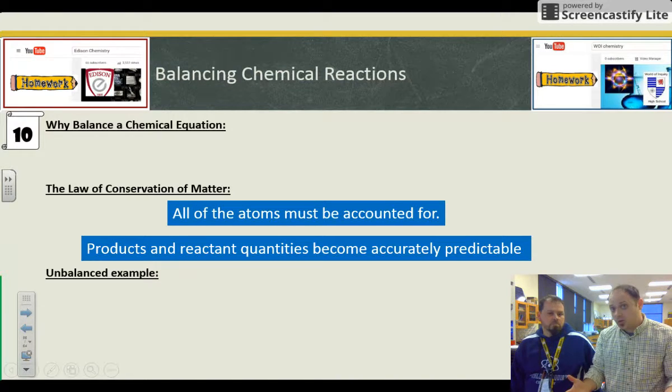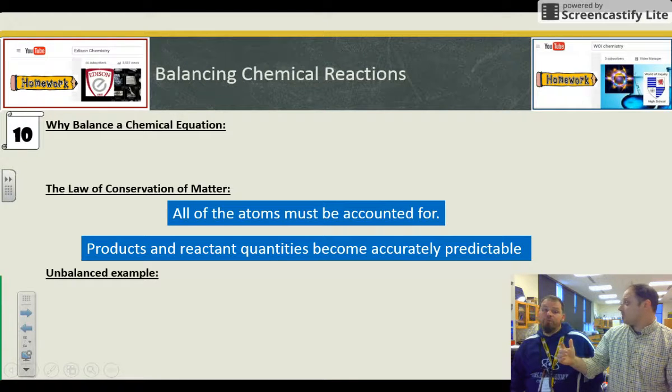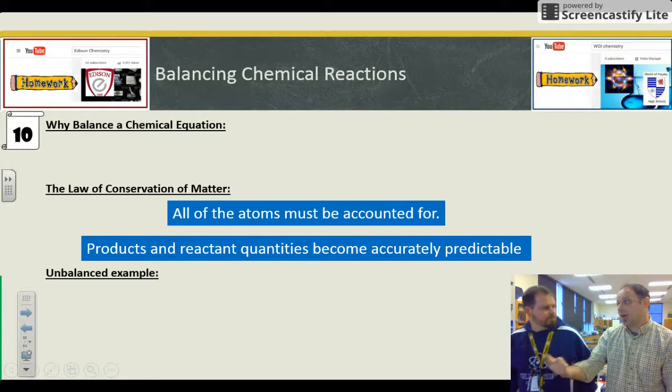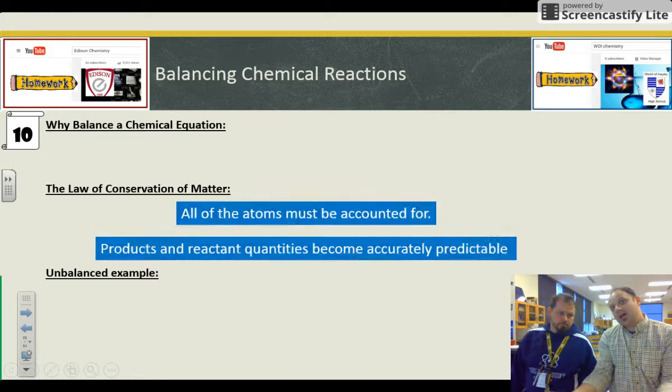Totally. Nothing escaped, nothing entered. You have to have the same mass before and after the chemical reaction. We just don't compare grams to grams. We've got to go through the moles, but we'll get there. We're going to use moles and stoichiometry to get down to the atoms.